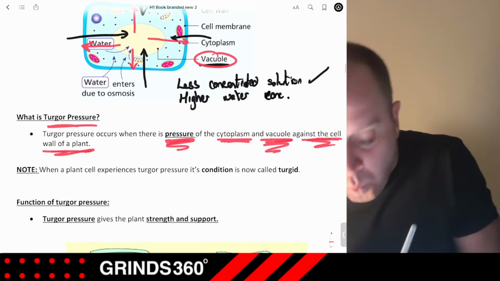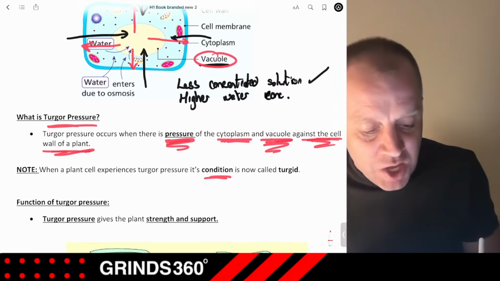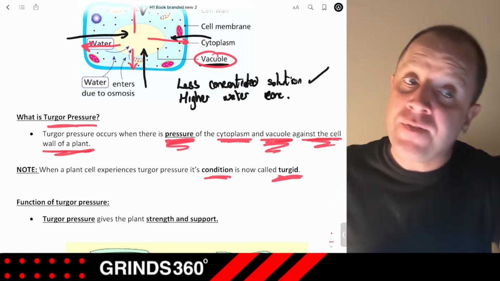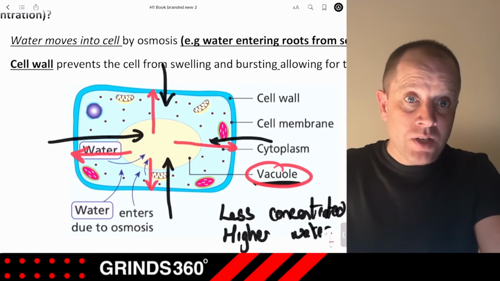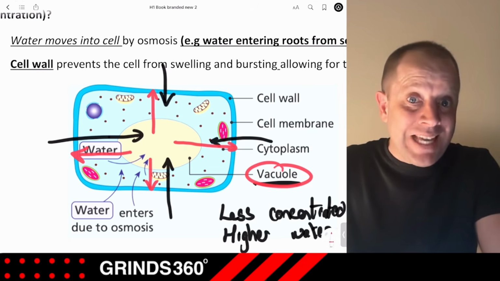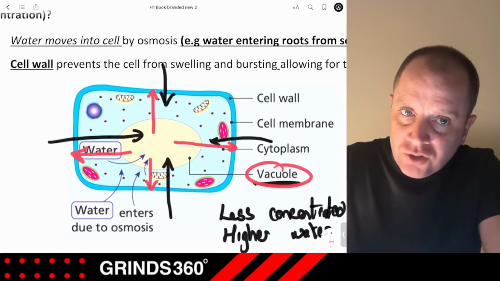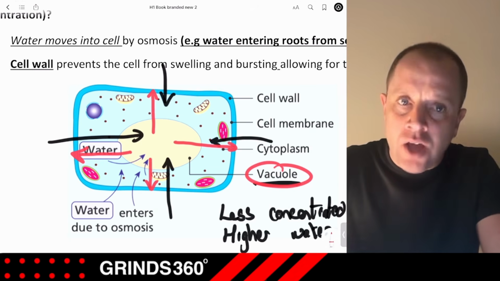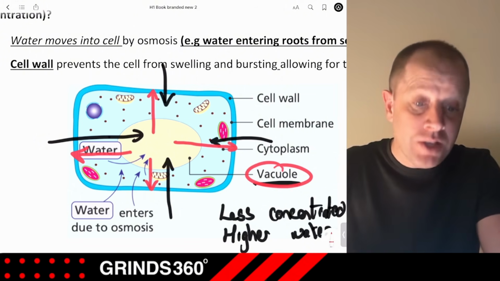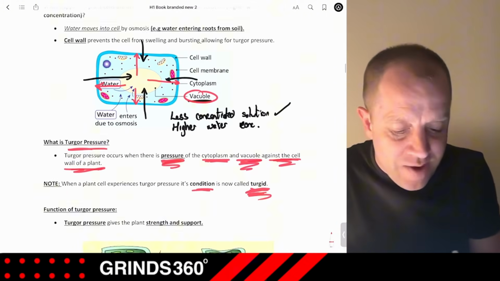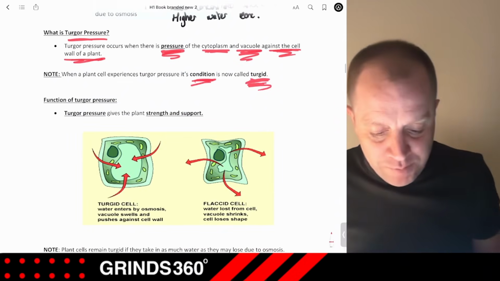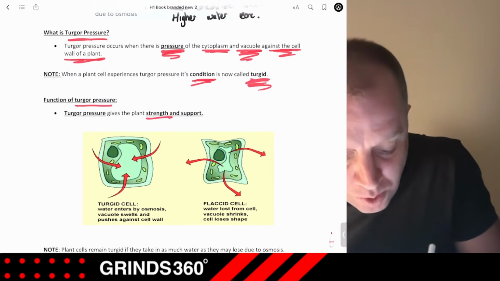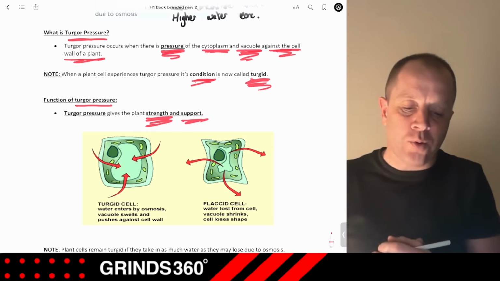Now, what condition do we describe this as? The condition is turgid. Be very careful. If they ask you, all right, this plant cell, what condition is this showing? It's turgid, not turgor pressure. Turgor pressure allows the cell to become turgid, but the condition is turgid. They were very strict on that a few years ago. Okay? Now, if you look at this, everybody, why is turgor pressure so important? It gives the cell strength and support.